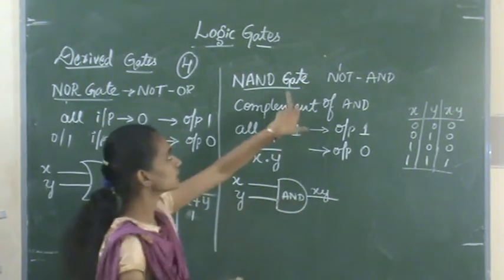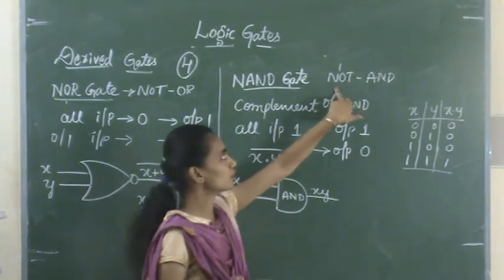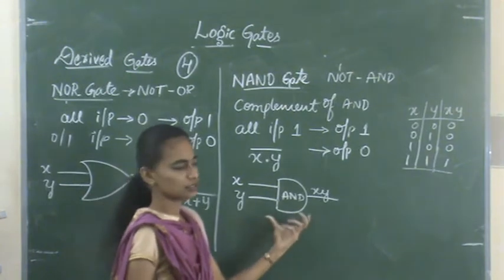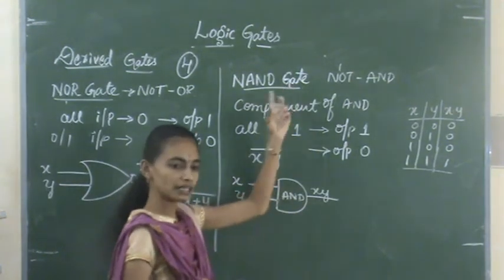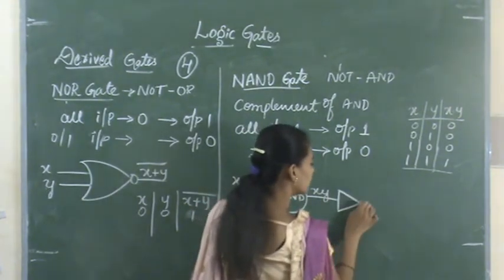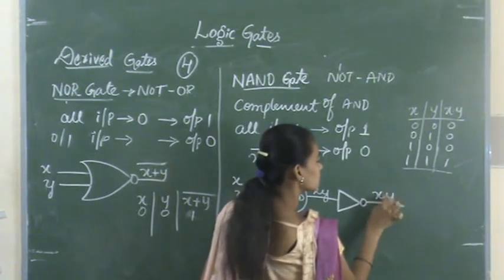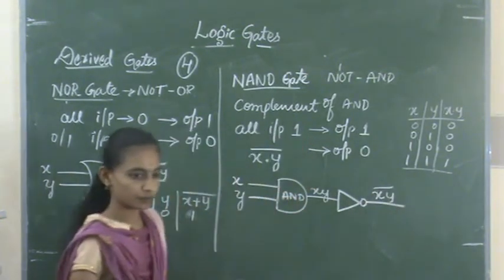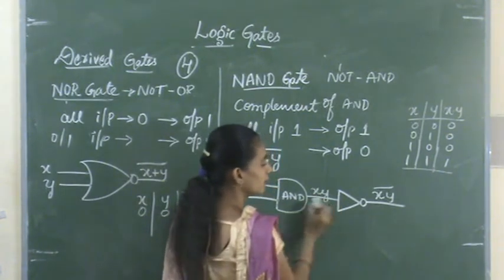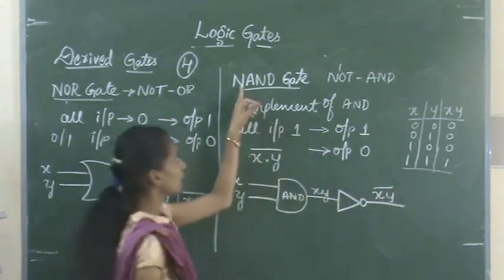We know that the NAND gate is a combination of NOT and AND gate, right? So I wrote the AND gate, and it is a complement of the AND gate. Complement means I am writing the NOT operator here. So now this becomes x into y whole bar. The result of the AND gate will be complemented, and that gives the NAND gate.